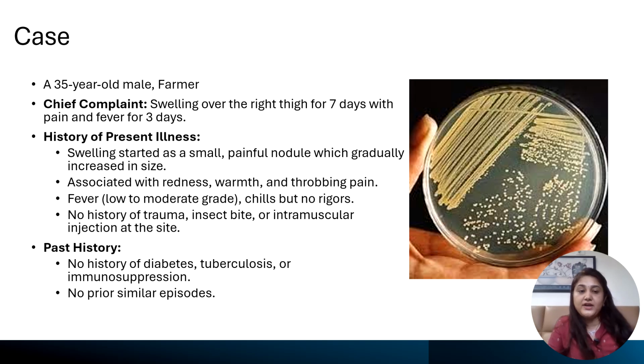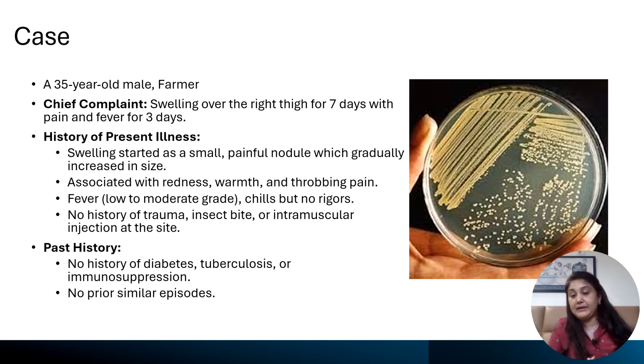Here, a 35-year-old farmer presented with a swelling over the right thigh for 7 days and with pain and fever for 3 days. The swelling started as a small, painful nodule which gradually increased in size, associated with redness, warmth and throbbing pain. The patient also has low to moderate grade fever with no chills and rigors. There is no history of trauma, insect bite or IM injection at the site. The patient does not have any past history of diabetes, tuberculosis or immunosuppression, and no prior similar episodes.